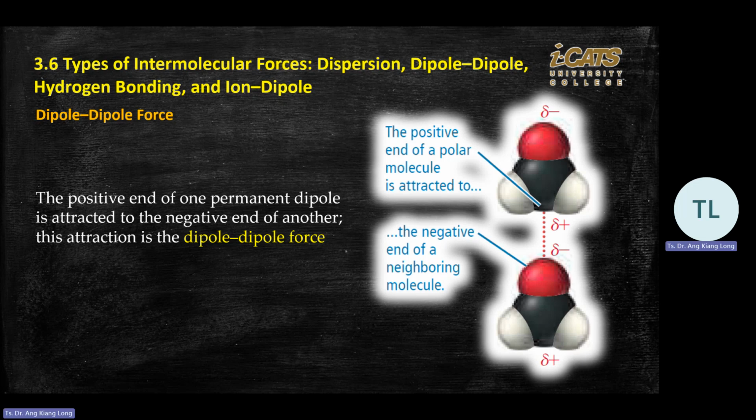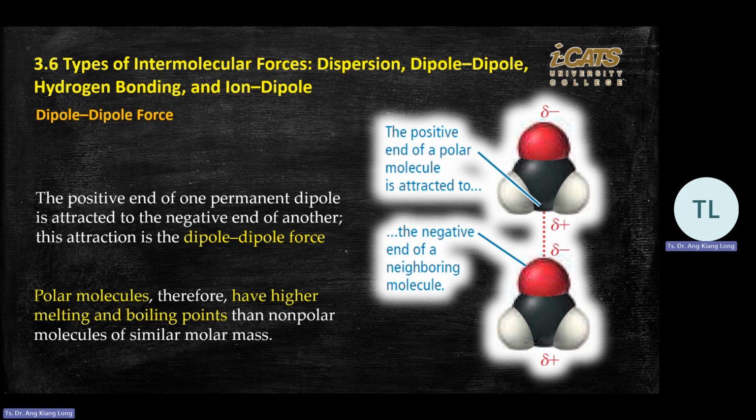So like the one you see on the diagram here, the positive polar side will attract to the negative polar side. But this one is a permanent dipole. It's permanent, not instantaneous. If instantaneous, then it falls into London forces or dispersion forces. Okay. All right. So this is another one comparing the boiling point.